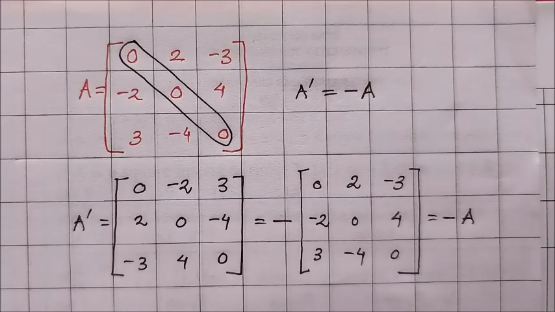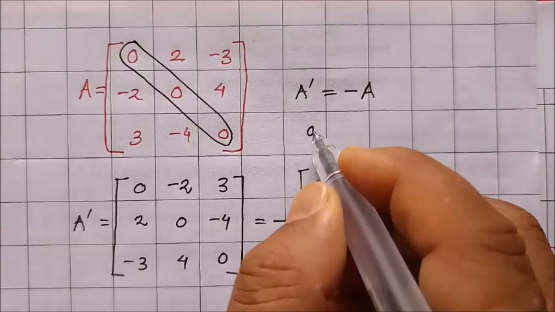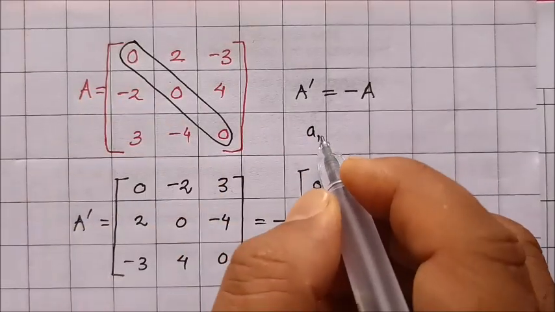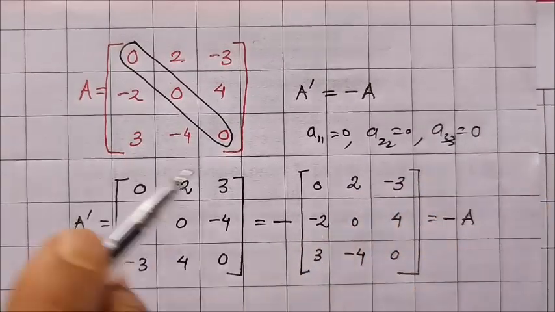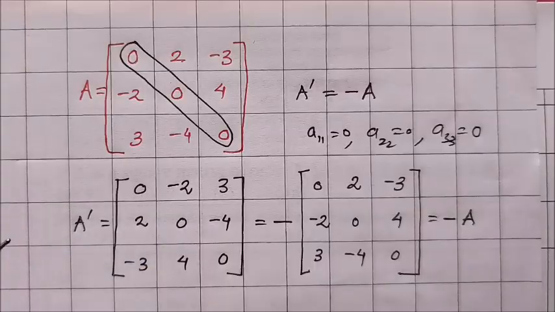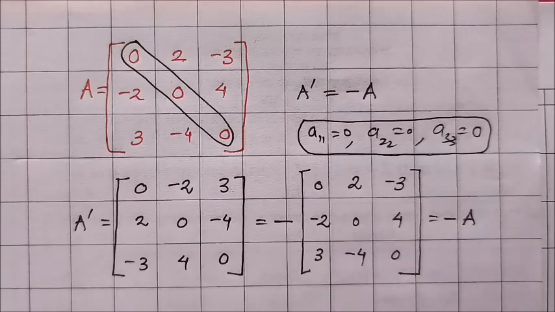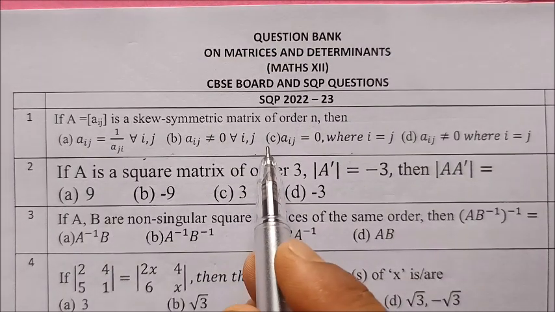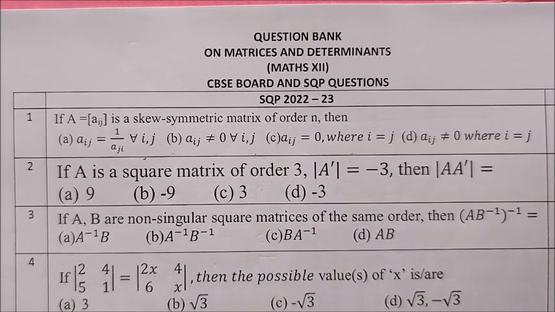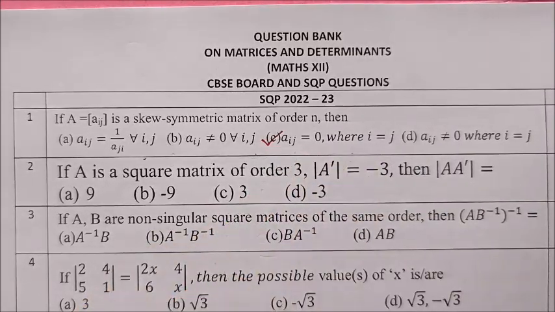The diagonal elements always become 0, and we know that the diagonal elements always have i and j same. Suppose this element, what is it? A11, that is 0, A22, that is 0, A33, that is 0. All these diagonal elements are always 0 for a skew symmetric matrix. That means Aij will be equal to 0 when we have i is equal to j. So our option in this case will be option C. C is the correct option, where the i and j are equal for a skew symmetric matrix.